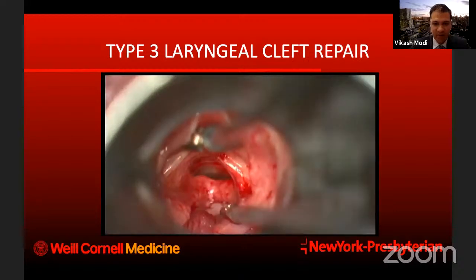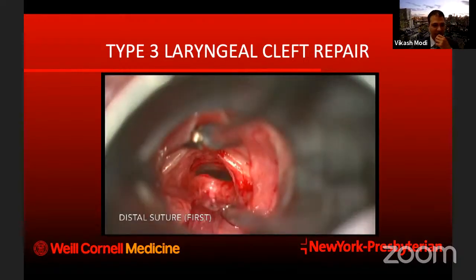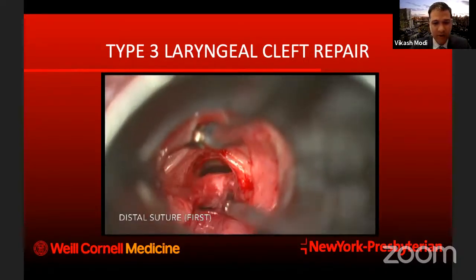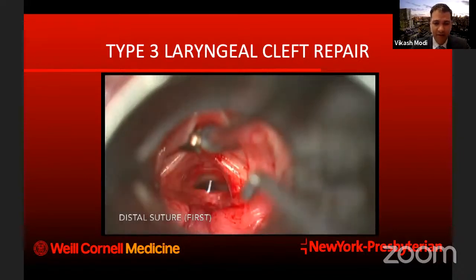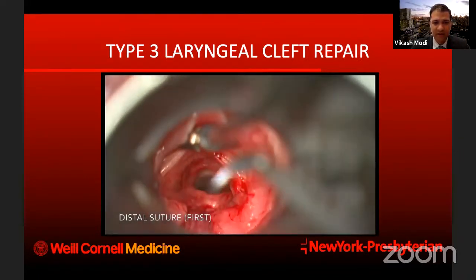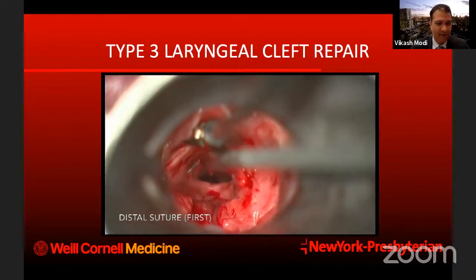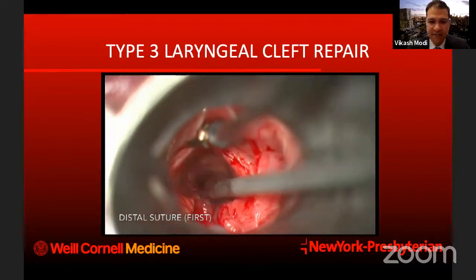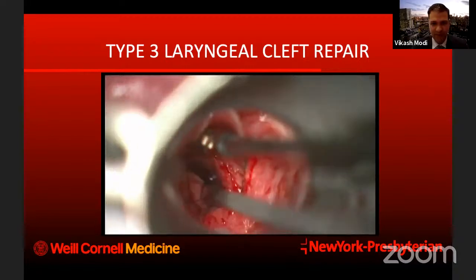And the most challenging part about this procedure is getting that distal suture in. We use an RB1 needle. We have to bend it on a Vicryl. And you can see this is a bent needle. The problem is if you don't get that distal suture in and it dehisces down there, it's very difficult to repair that area.